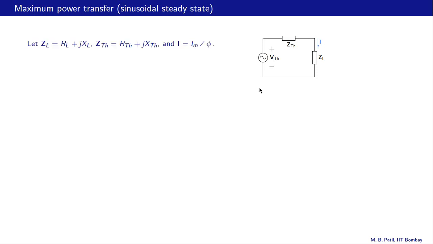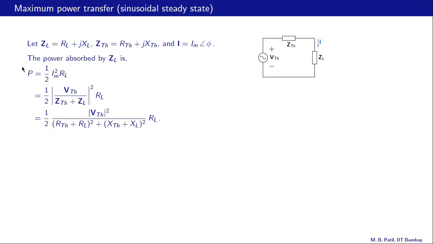We want to find the condition for which the power transferred from this circuit to ZL is maximum. Let us begin with ZL equal to RL plus jXL, where RL is the real part of ZL and XL is the imaginary part of ZL. Similarly, let ZTH be RTH plus jXTH. Let I be Im angle phi. Im is the magnitude of this phasor I here, and phi is its angle.